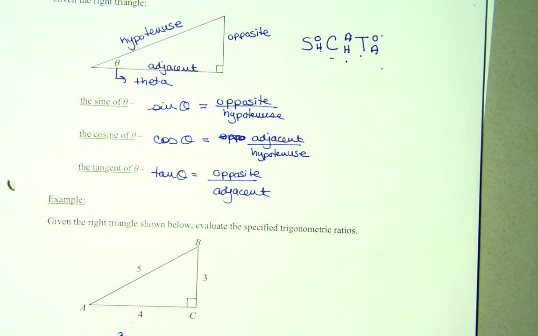Whatever. We just need to know what these 3 things are without constantly looking back at things like that. Sine is opposite over hypotenuse. Cosine is adjacent over hypotenuse. Tangent is opposite over adjacent. Turn the page.